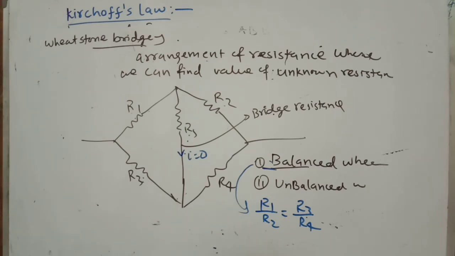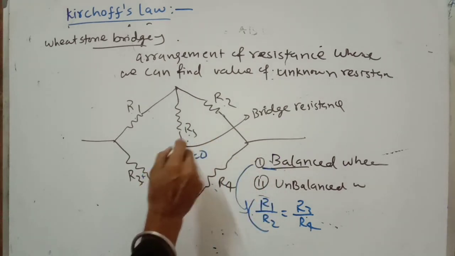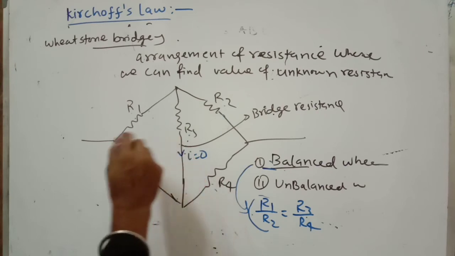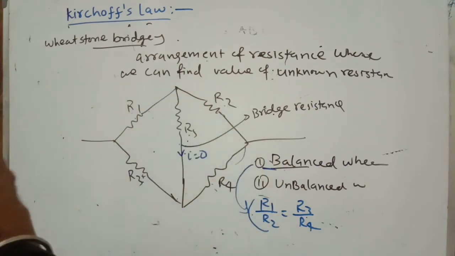With the help of Kirchhoff's law, we can find the condition. If the ratio of this resistance is equal to the ratio of this resistance, then it is called balanced Wheatstone bridge. As already told, in balanced Wheatstone bridge there is no current flow through the bridge resistance. So this arrangement of Wheatstone bridge is called balanced Wheatstone bridge.